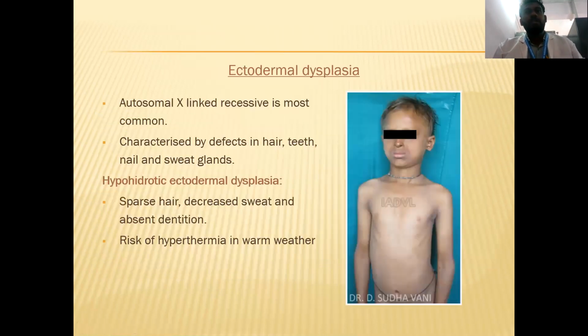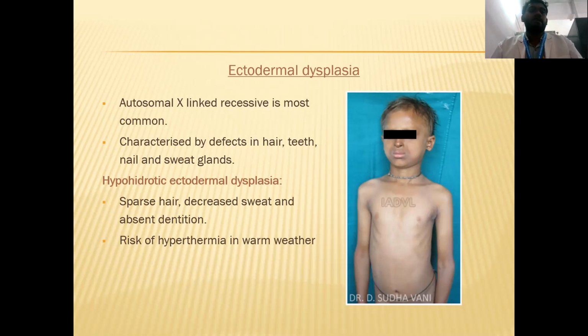So ectodermal dysplasias are common inherited disorders which can be seen in childhood. There are more than 200 different variants of ectodermal dysplasia. Commonly, it will be X-linked recessive, autosomal, and also X-linked recessive. It is characterized by defects in all the ectodermal structures, that is hair, teeth, nail, and sweat gland ducts.